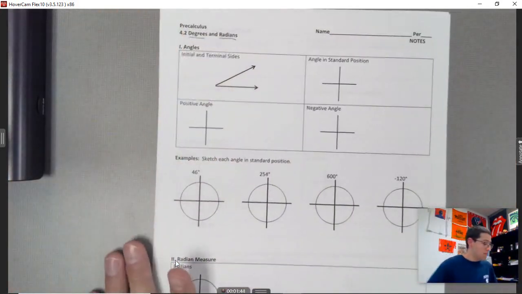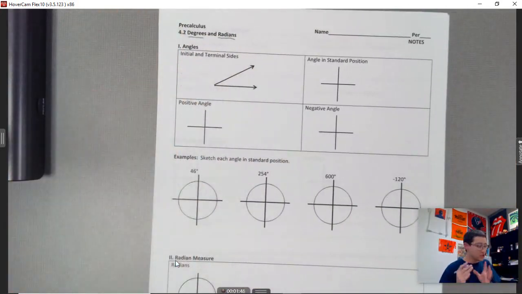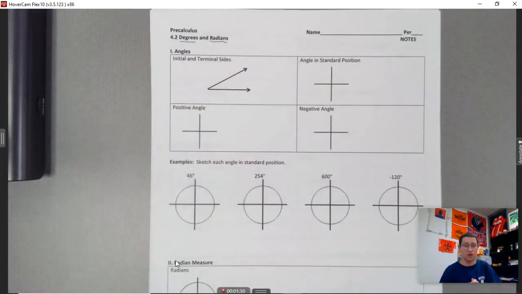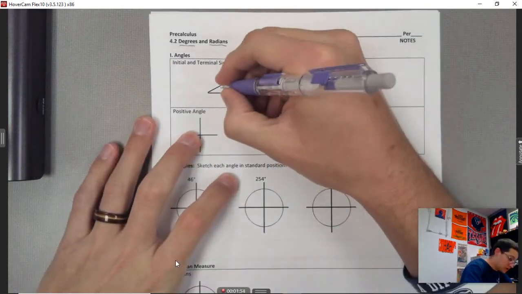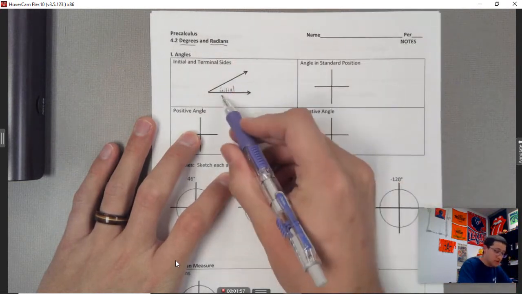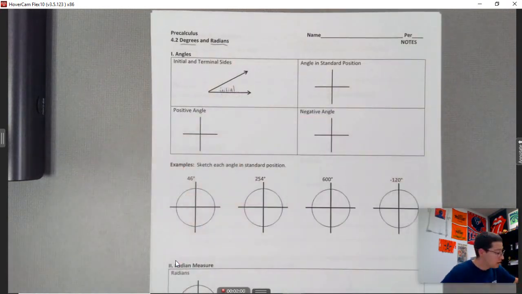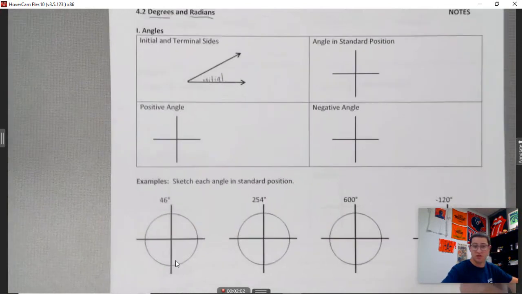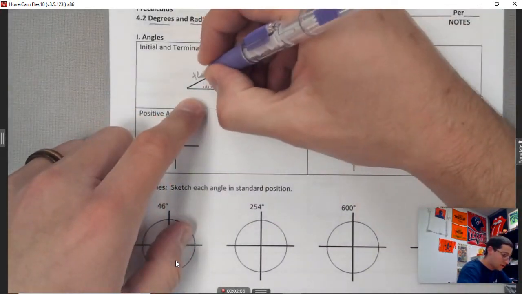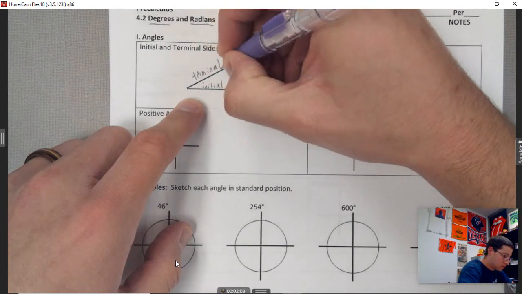Cool. So let's go ahead and talk about angles in general, and what initial and terminal sides are referring to. So the initial side of an angle is going to be where it starts. That is where the angle starts. Really, all you need is a picture for that. I just like to label that part right there, and then terminal right here.